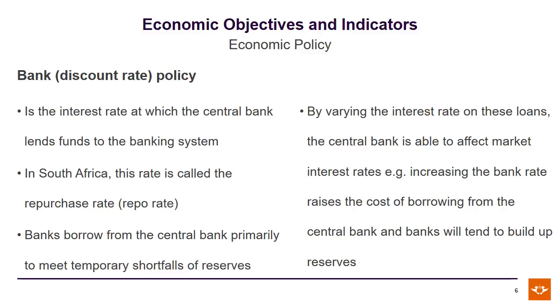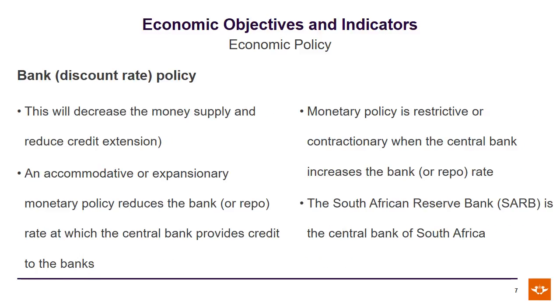So, by increasing the repo rate, what it means is that the cost of borrowing from the central bank goes up, and banks will tend to build up reserves, and this should have a negative impact on credit extension and interest rates. The opposite is true if the central bank reduces the repo rate of the Reserve Bank. So, an accommodative or expansionary monetary policy reduces the repo rate in South Africa, and a restrictive or contractionary monetary policy is when the repo rate is increased.